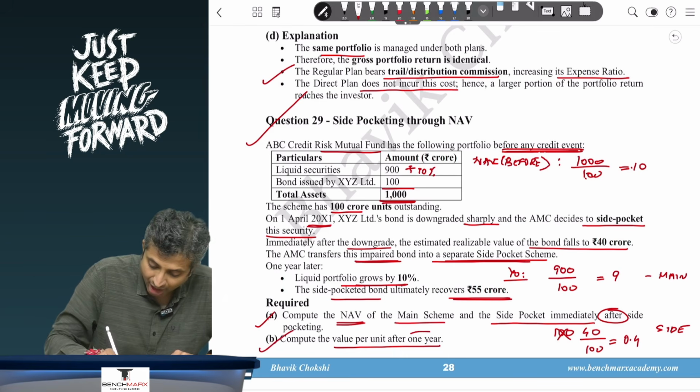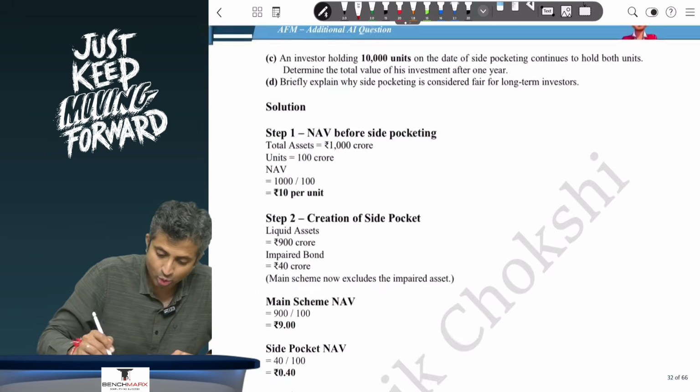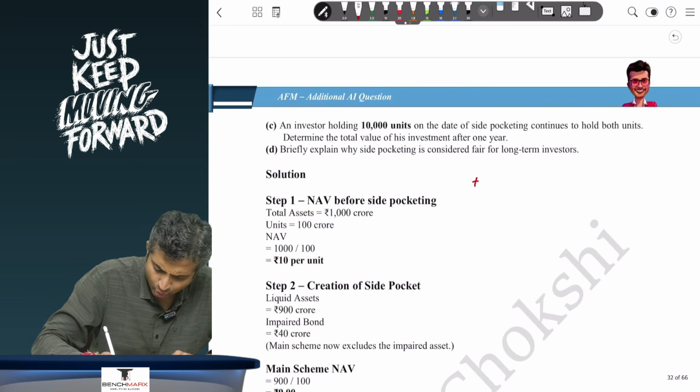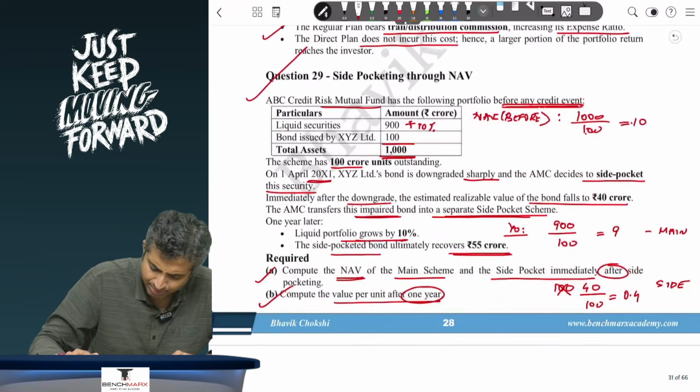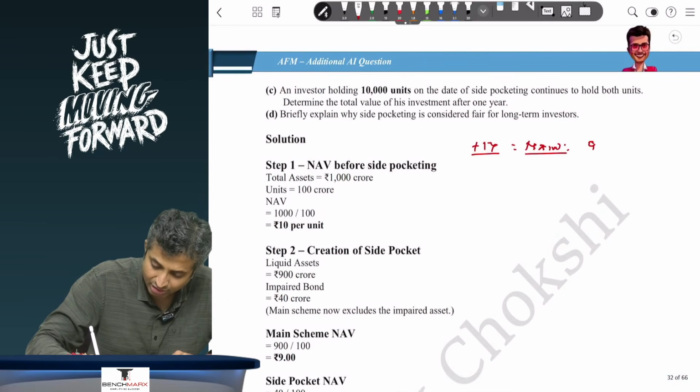Compute the value after 1 year. Sir, after 1 year, what will happen is plus 1 year. I will say on my main scheme, my bonds will become 900 plus 10%. So this is 990 divided by 100.